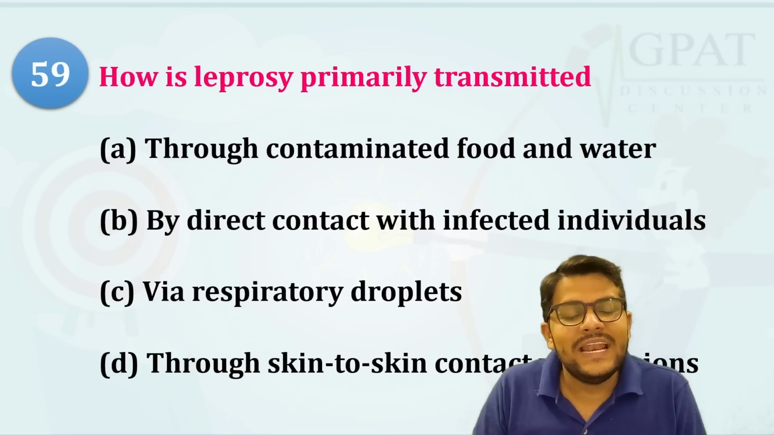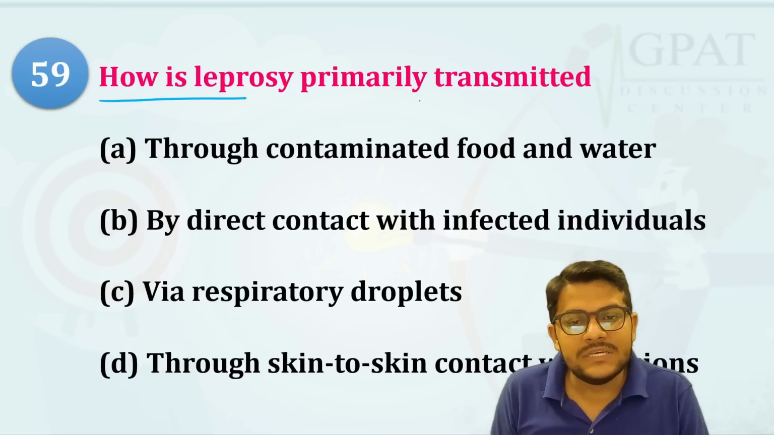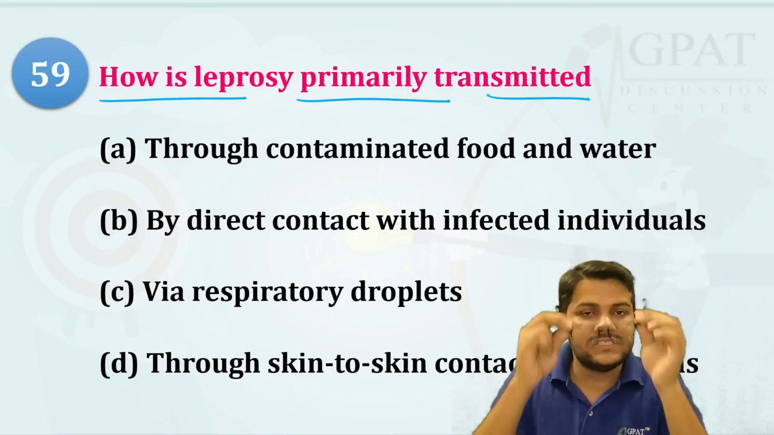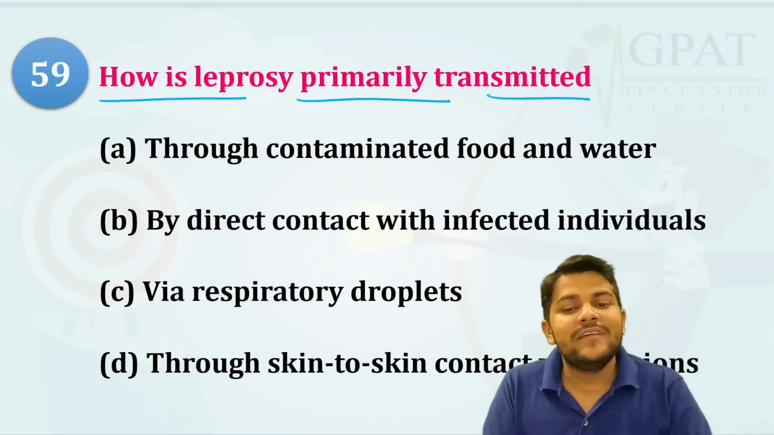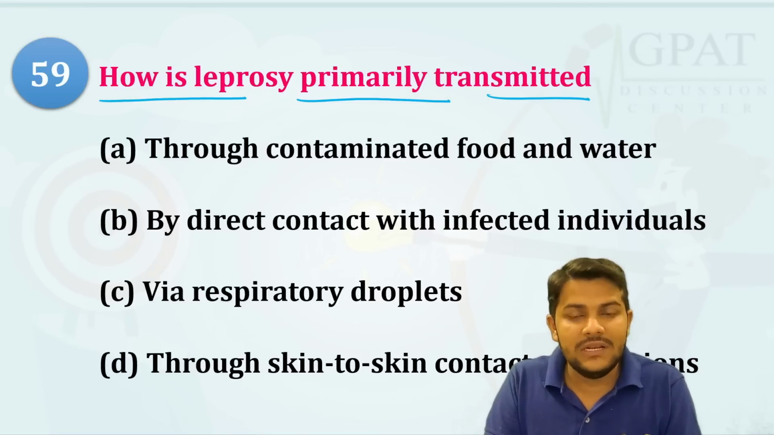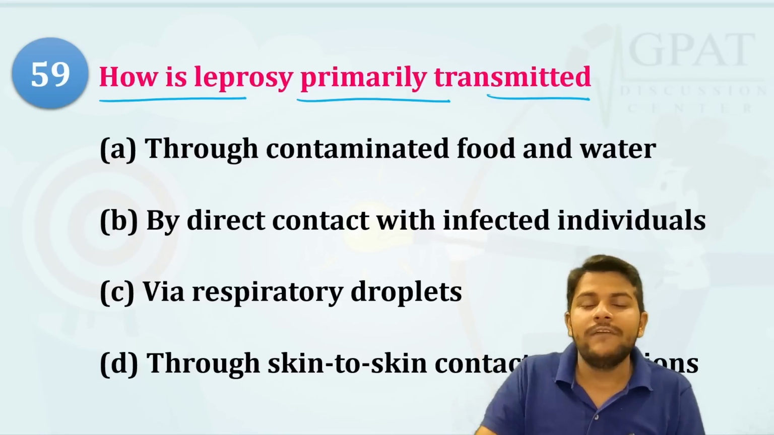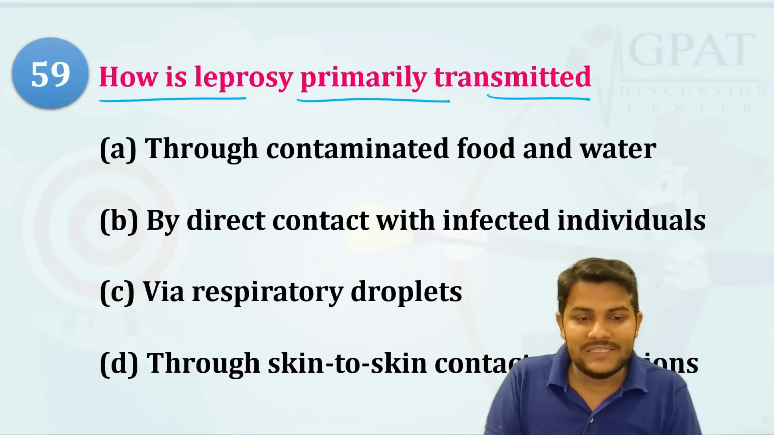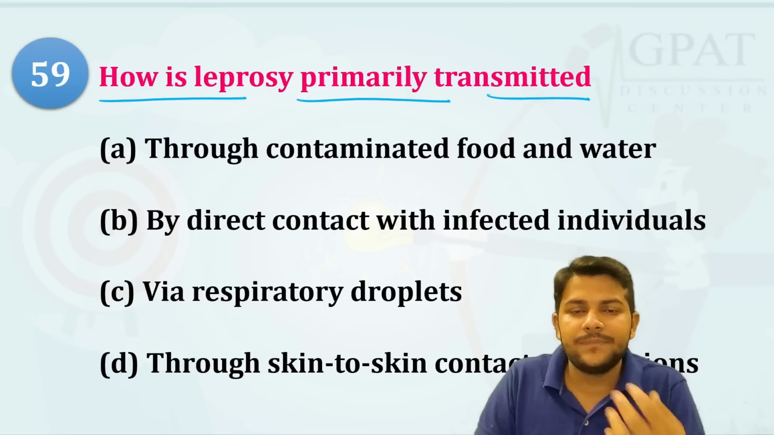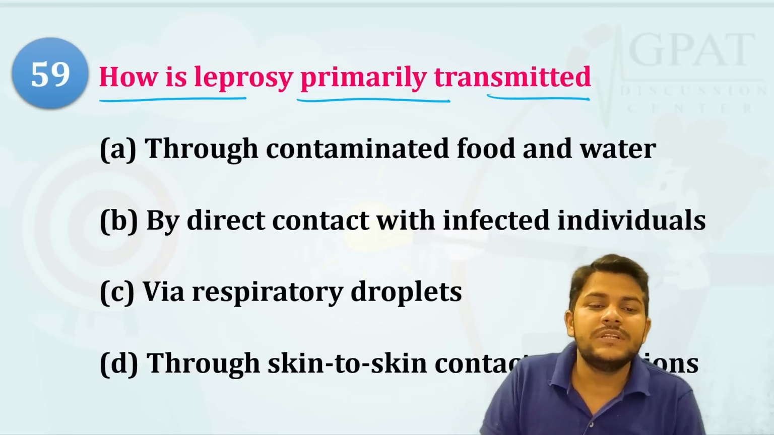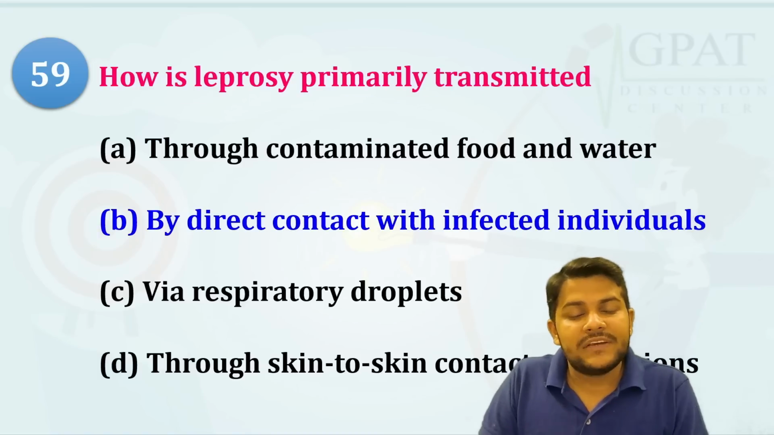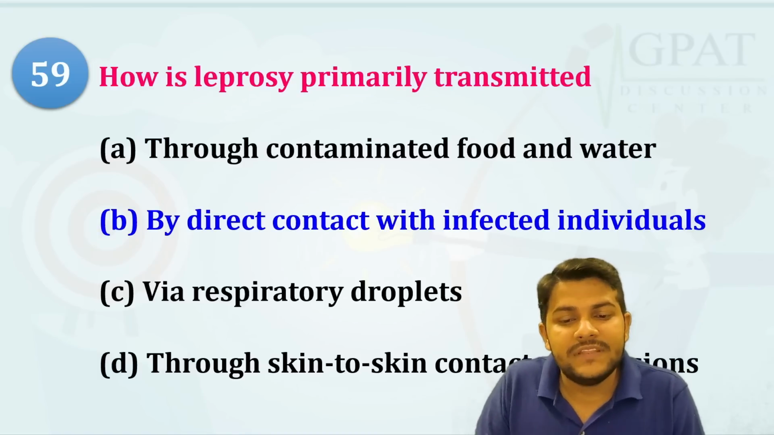Got it? Then the next question: how is leprosy primarily transmitted? We have two types of leprosy, paucibacillary and multibacillary. If a person has 1 or 2 skin lesions, it is called paucibacillary. If the skin lesions are 2 to 5 or more than 5, it is called multibacillary. There is a particular treatment for leprosy. Rifampicin and clofazimine are drugs used in leprosy treatment. Leprosy is a skin infection that is transmitted by direct contact with an infected individual.